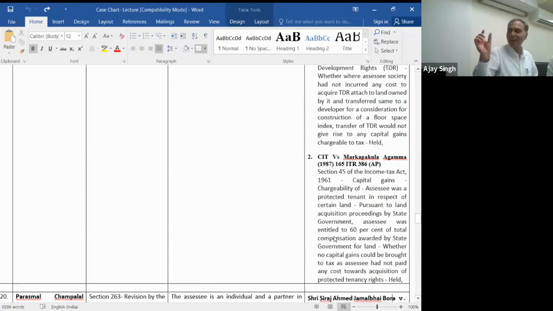That was a period when it was not only in Gujarat, it was in many other states. Therefore the protected tenancy act applied, and in fact this also must have happened through that.